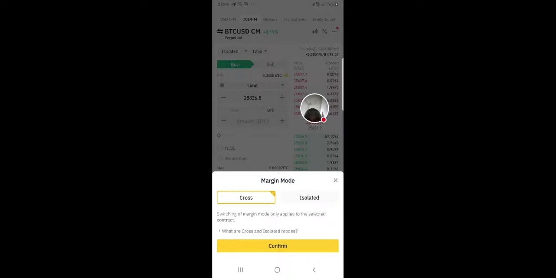Isolated means that you allocate a particular amount of dollars for the trade, and when you do this, you know that you are giving out what you know you can lose. You will not give out too much, and you can as well do what cross was giving you. In isolated, you can add liquidity by yourself willingly, and you can as well reduce the liquidity.